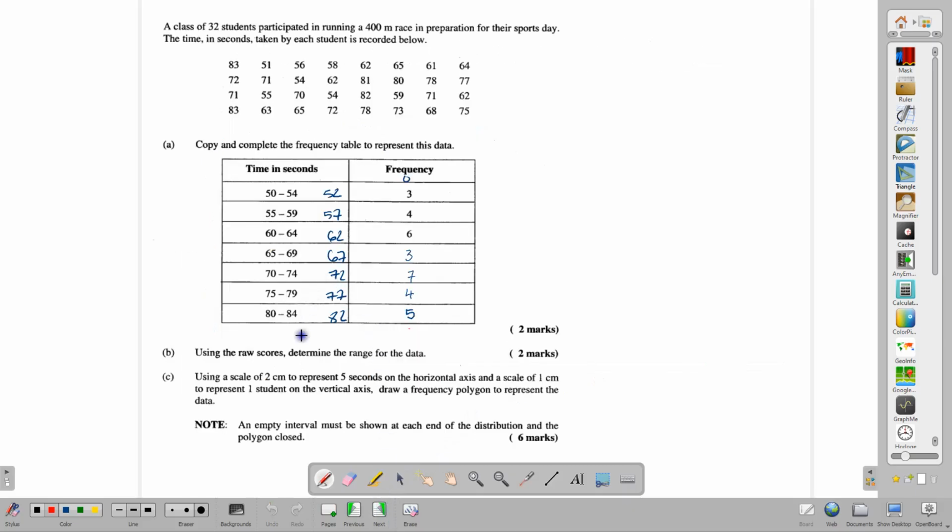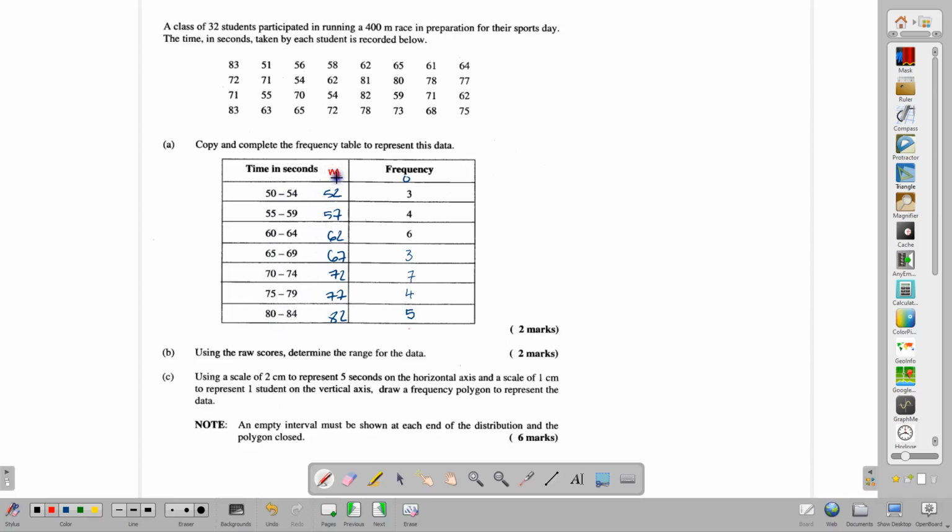Now let's look at a question from CXC. It says a class of 32 students participated in running a 400 meter race, and these are their times to the nearest second. So this is grouped into a frequency table, a group distribution, and we have found the midpoints already.